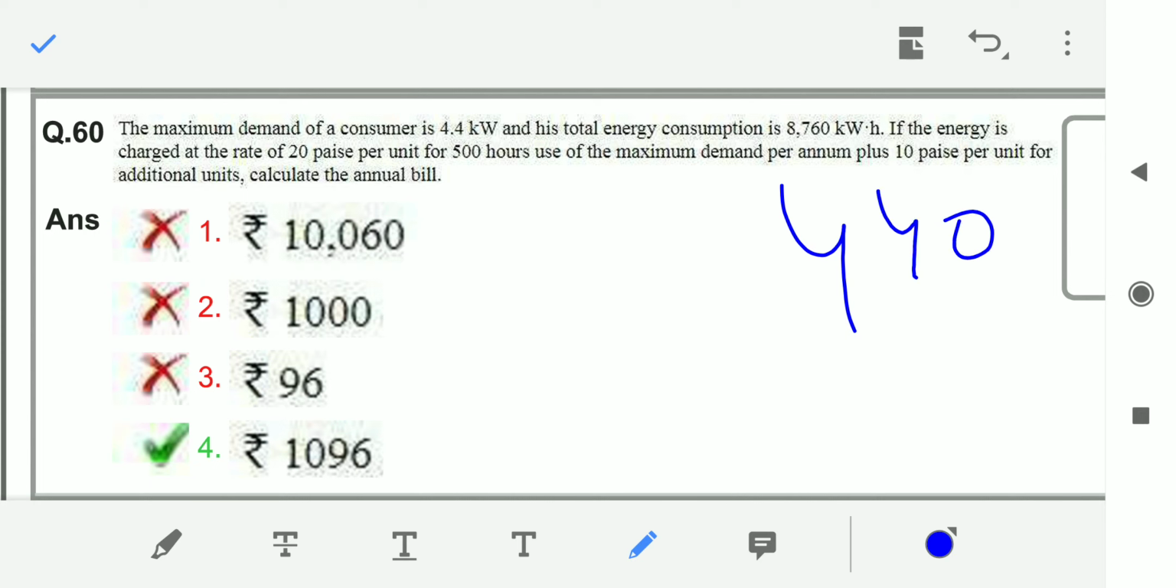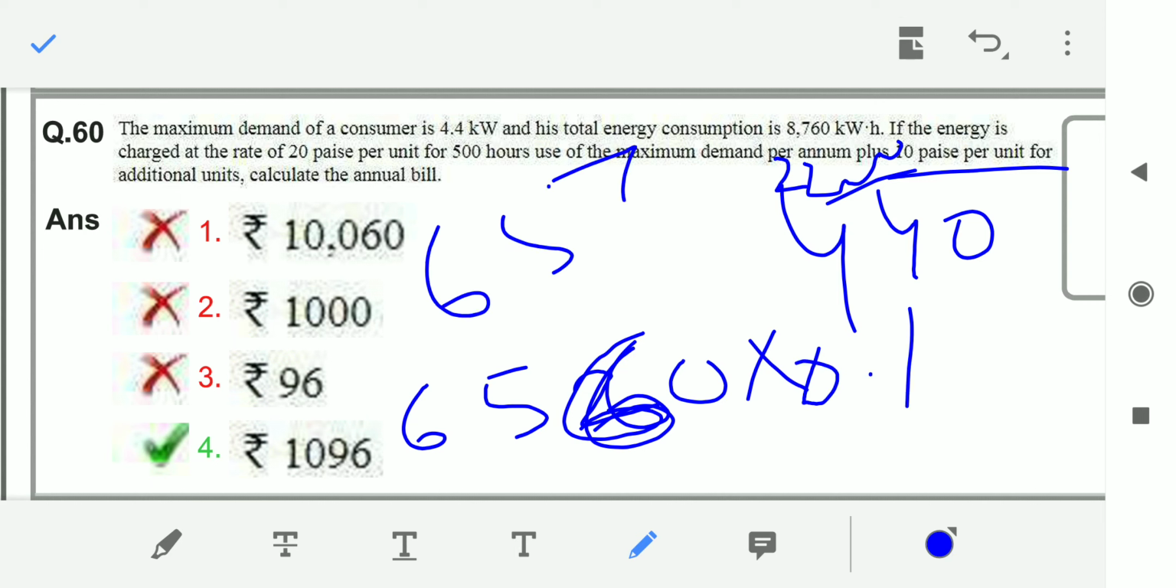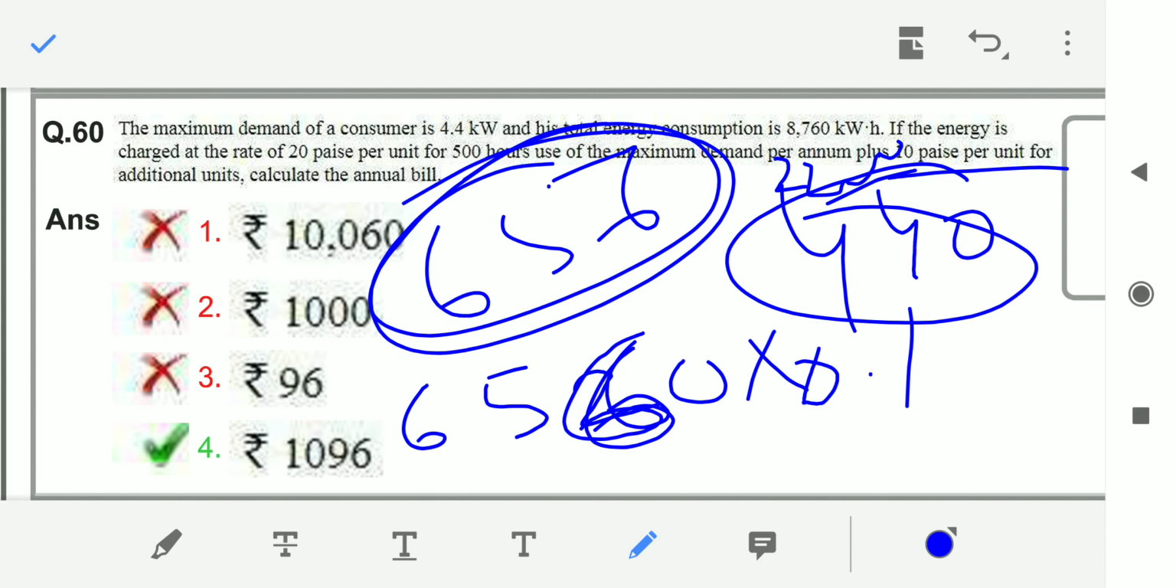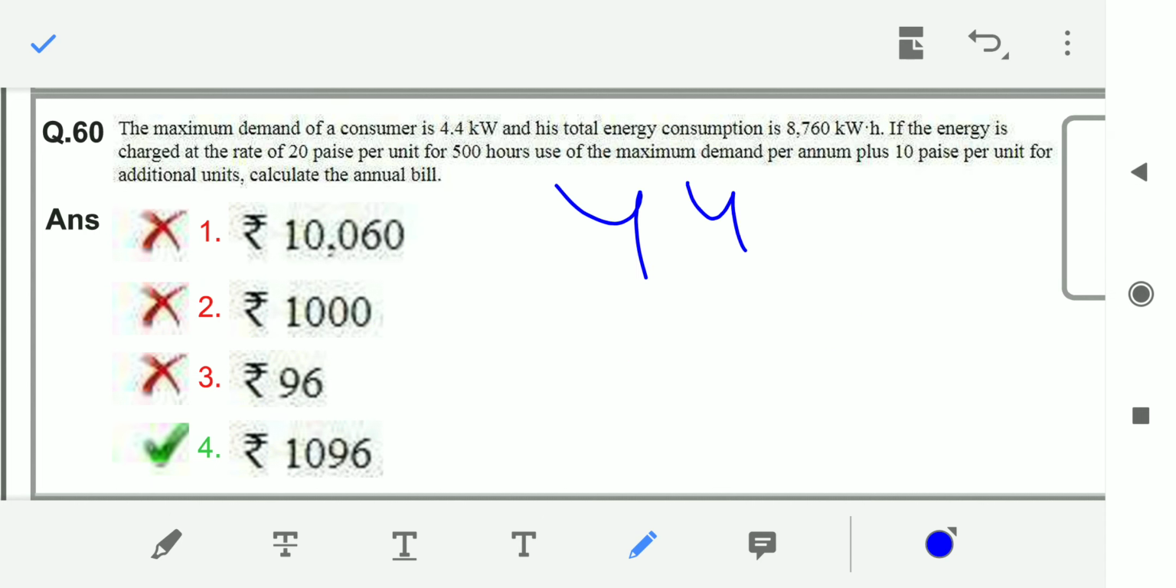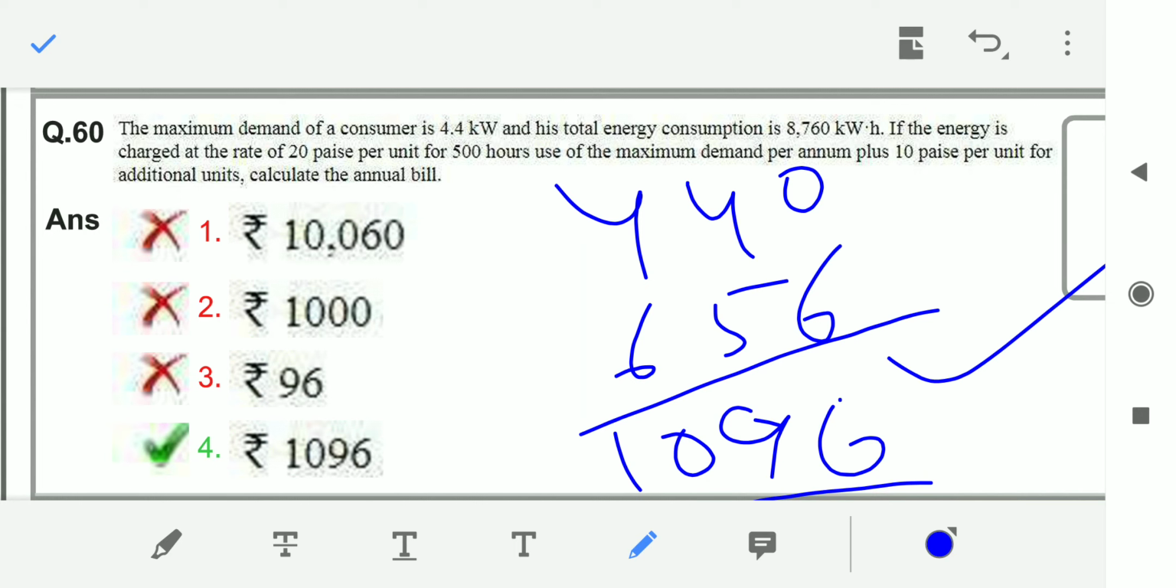I think 6520, right? No, 8760 minus 2200, so 6560. 6560 into 10 paisa per unit, that means 0.1, that means 656 rupees. That means how much, sir? 440 plus 656 is equal to 1096. That is the answer.